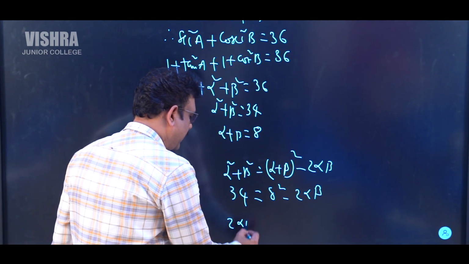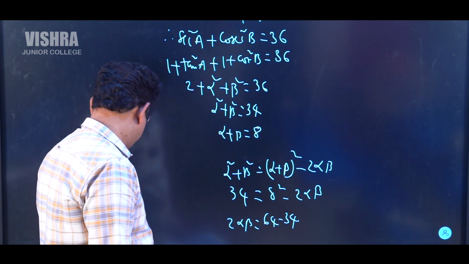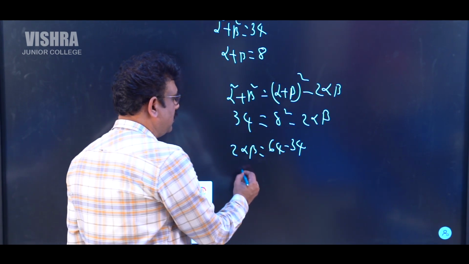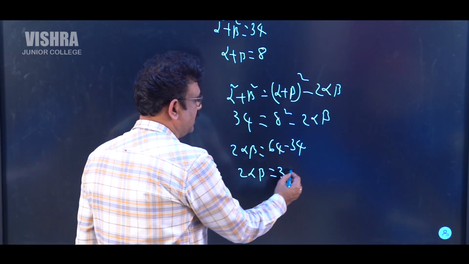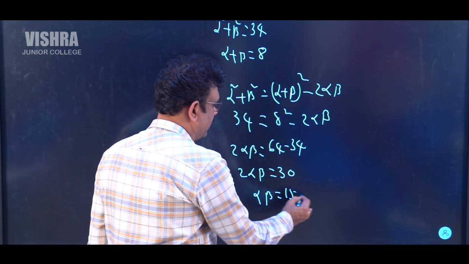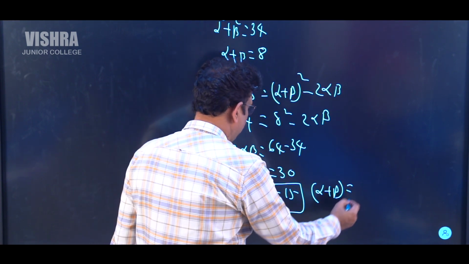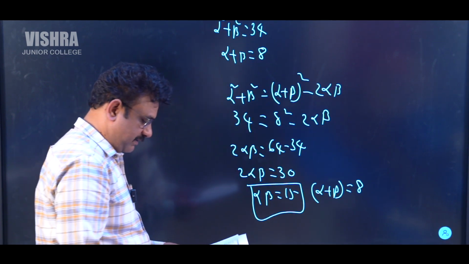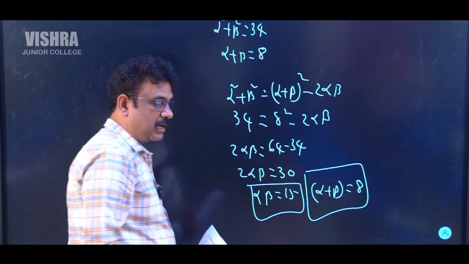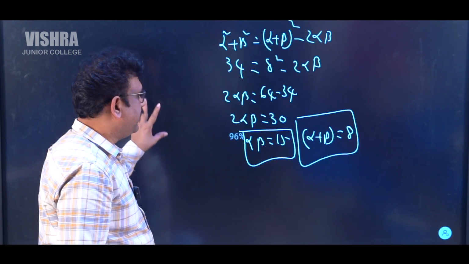So 2 alpha beta is equal to 64 minus 34, that is, 2 alpha beta is equal to 30. So alpha beta is equal to 15. Alpha plus beta is equal to 8. These are two given conditions. So we got alpha beta is equal to 15.